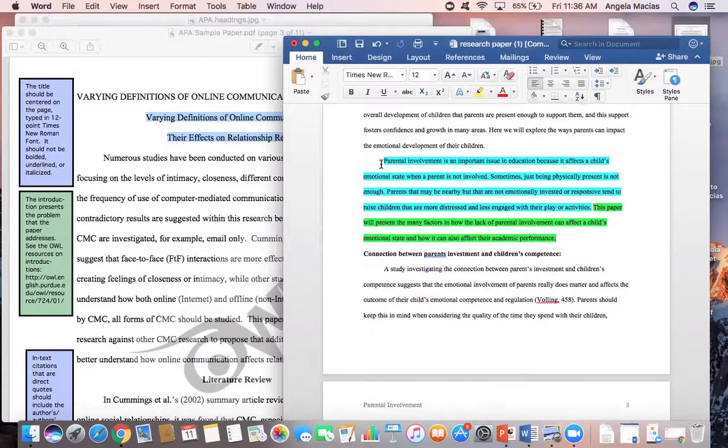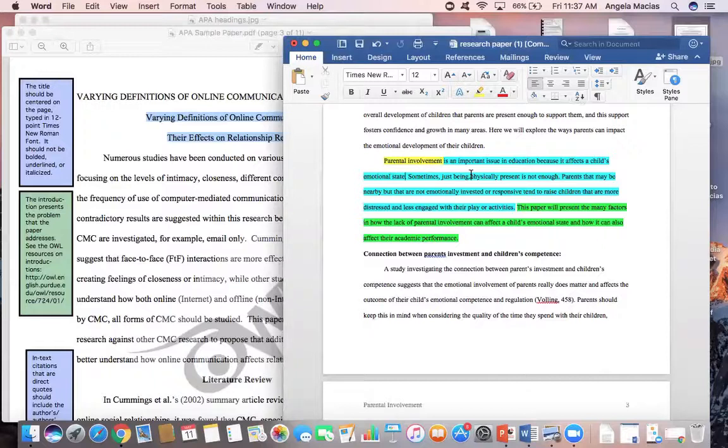So let's start with this first sentence. Parental involvement is an important issue in education because it affects a child's emotional state when a parent is not involved. Okay, I think this is okay, but the problem is we have a little bit of redundancy here. We have parent involvement here, right? And then we have parent not involved again here. So we don't really need to repeat. I think we know we're talking about parents, so we don't need to repeat that again. What we could say is parent involvement is an important issue in education because it affects a child's emotional state. And I think actually the best way to revise this would just be to cut off that ending. And I think that's fine.